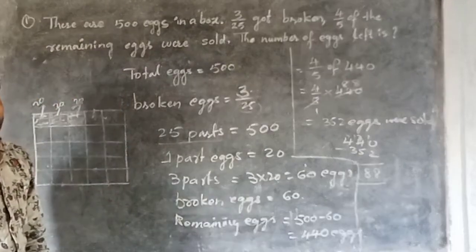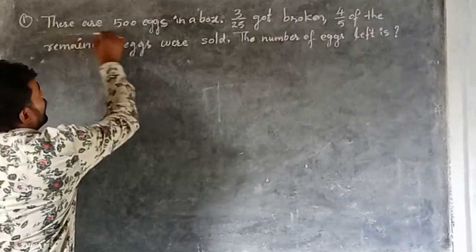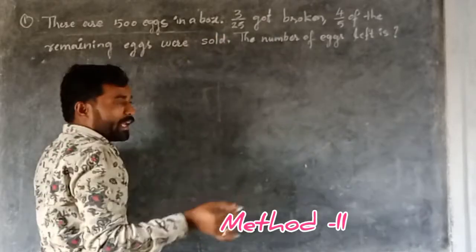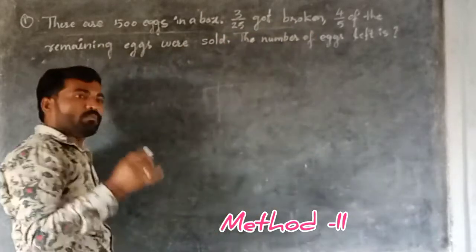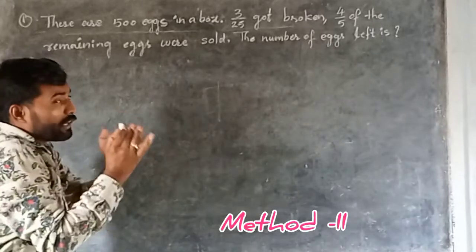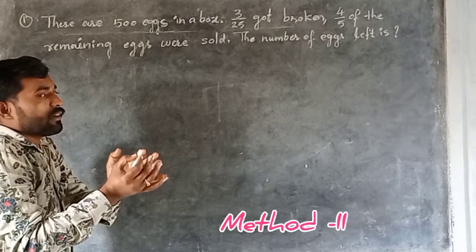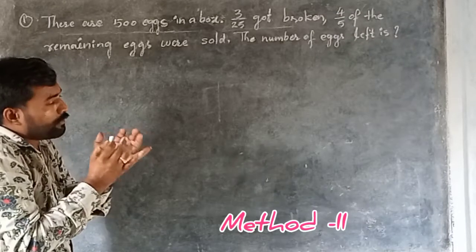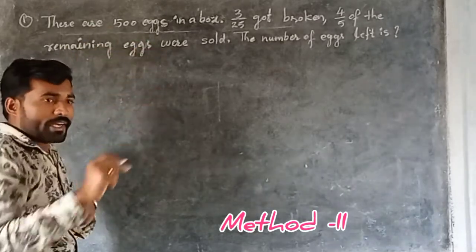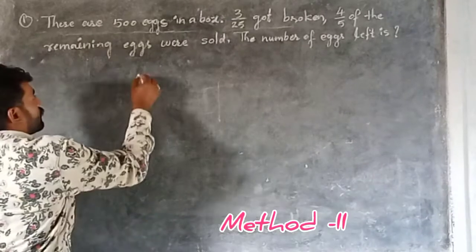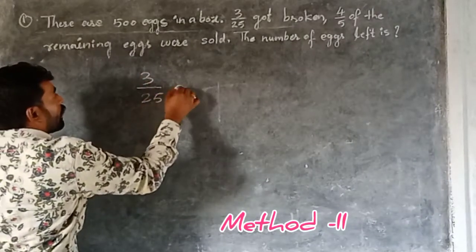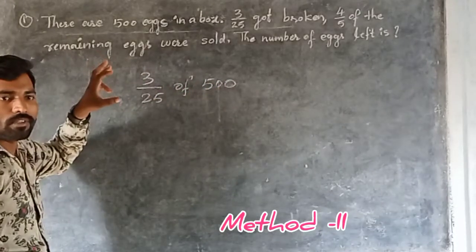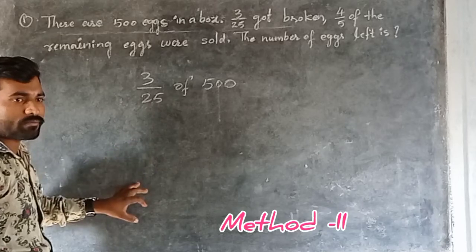Okay. All of it you understand? Total eggs are 500. Among these 500 eggs, 3 by 25 part is broken. Yes or no? Yes, sir. 3 by 25 part is broken of 500 eggs. You can write that only: 3 by 25 of 500. You can do this solution. You will get remaining eggs.